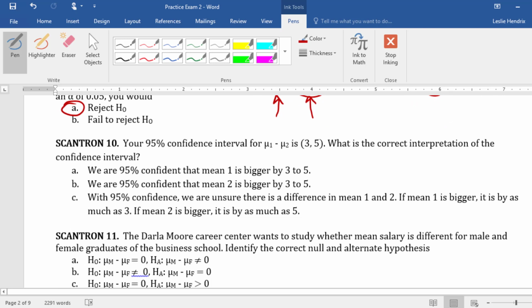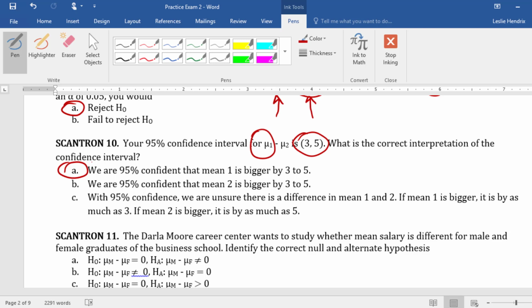All right, your 95% confidence interval for mu1 minus mu2 is 3 to 5. How do you interpret that? Well, if I subtract mu1 minus mu2 and my possible values for my difference are all positive, that means I think that mu1 is bigger. So we're 95% confident that the mean 1 is bigger by somewhere between 3 and 5. If these were both negative, -5 to -3, then we would think mean 2 is bigger, so B would be the answer. And if one of the endpoints was negative and the other one was positive, then we would start with this answer choice C, something like with 95% confidence, we're unsure that there's a difference.